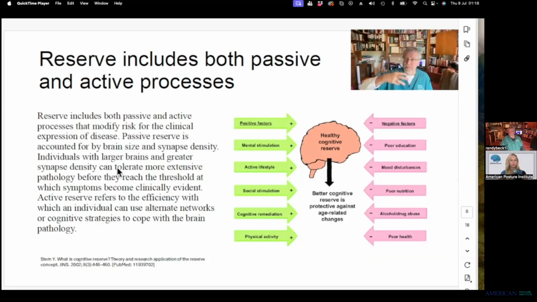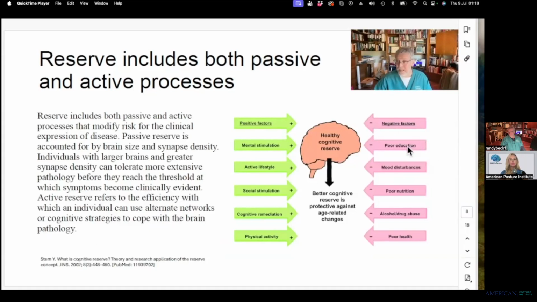And that becomes clinically evident when they hit that incident line that we talked about on the last slide. So active reserve refers to the efficiency with which an individual can use alternate networks or cognitive switching inside the brain to use different strategies to overcome the effects of the dementia. And again, that's all to do with how your brain can use neuroplasticity to deal with these things.